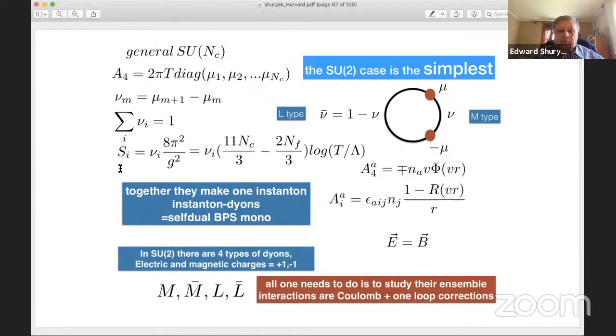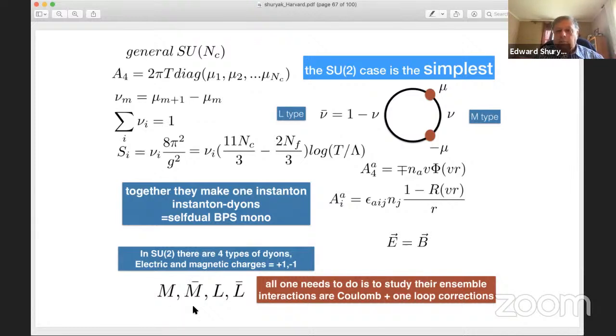That's kind of technical. From the point of view of statistical mechanics, in this theory we have four objects, and they have magnetic charges plus and minus one. They have Euclidean electric charges plus and minus one, and they interact with each other.